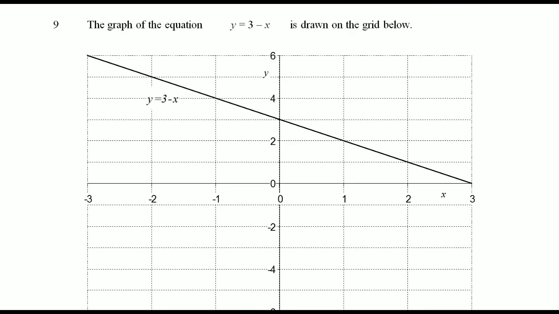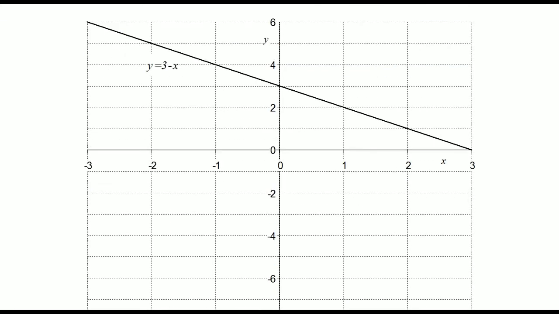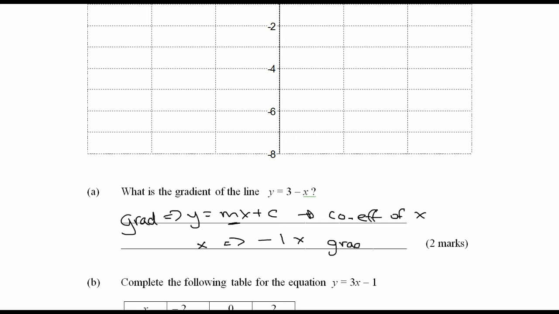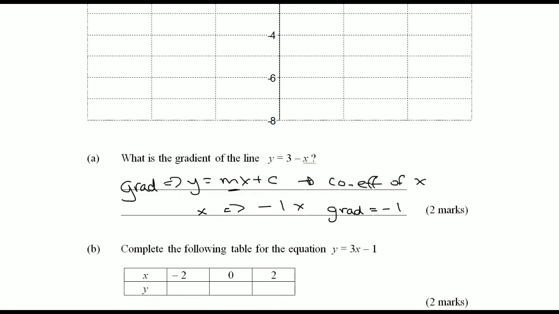The graph of the equation y equals 3x minus 1 is drawn on the grid below. What is the gradient of the line? Well, gradient of a line from the equation of the form y equals mx plus c, m is the number that's multiplied by the x, or the coefficient as it's called. Coefficient of x. So what's the value of m? Well, x is 3x, so your gradient equals 3.